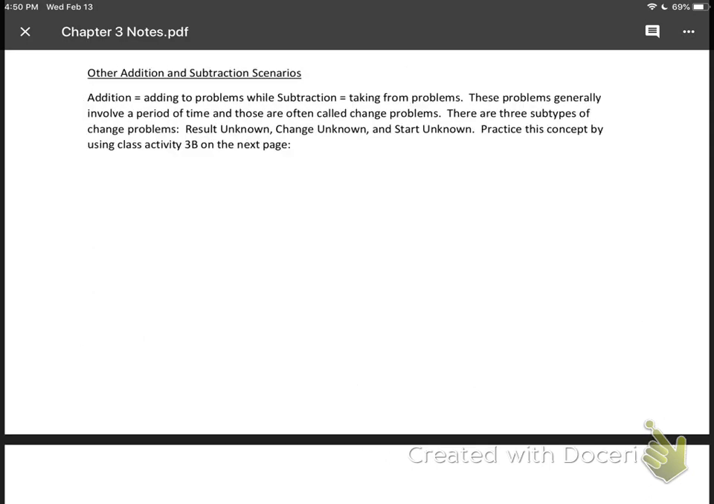So going back into the textbook, the next topic is other addition and subtraction scenarios. So addition are the add to problems, while subtraction are the taking from problems. And these problems generally involve a period of time, and so they're often called change problems. Something's changing in the scenario. So then the author identifies 3 subtypes of the change problems. One is result unknown, the other is change unknown, and the third is start unknown. So we're going to practice this concept using the class activity 3B on the next page of these notes.